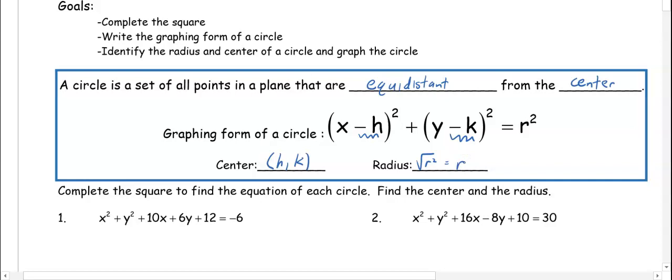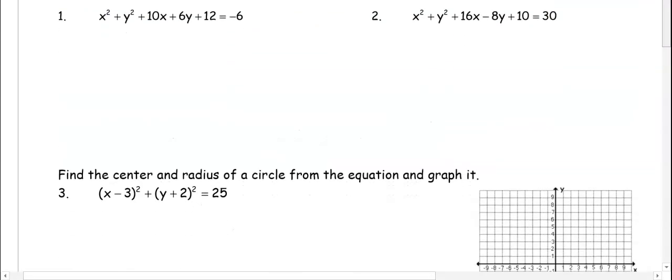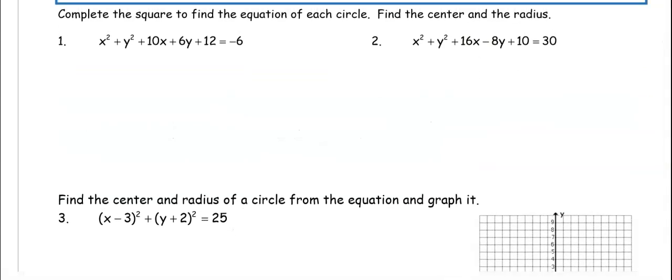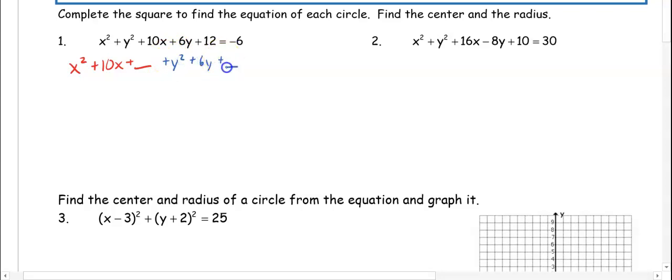Now, sometimes the equations are going to be in graphing form, and sometimes we're going to have to do completing the square to get them into graphing form. Notice that these equations are a little different from yesterday because there are two squared terms. So we're going to organize it so that the x's are together, the y's are together, and the constants are on the other side. So we're going to have x² + 10x + blank, then y² + 6y + blank.